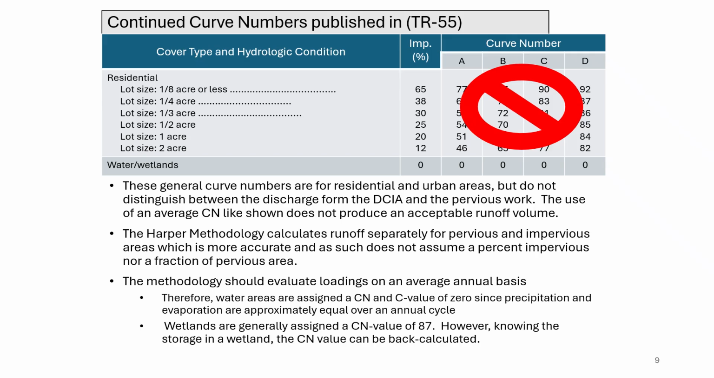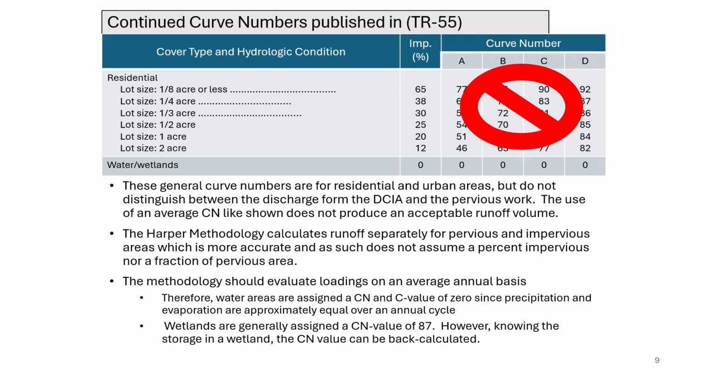A much more accurate approach is offered by the Harper methodology. This method calculates runoff separately for pervious and impervious areas, which is a key difference. By doing so, it avoids having to assume a specific percentage of imperviousness or a fraction of pervious area, leading to more reliable results. It's also recommended that this methodology should evaluate loadings on an average annual basis for comprehensive assessment.